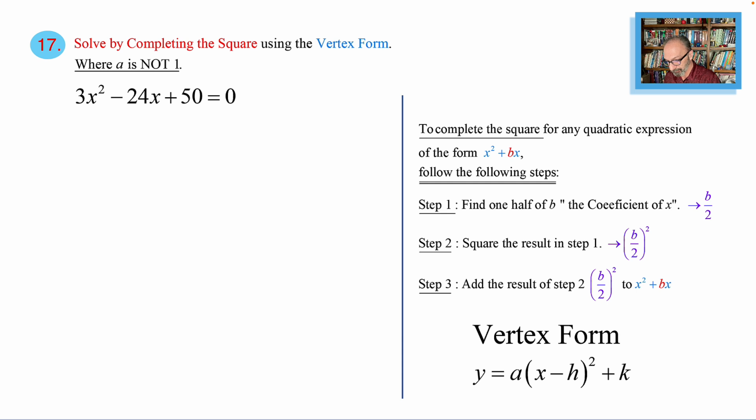We need to factor 3 out, and we have x to the second minus, from 24 take 3 out, we will have 8x. Since we are solving, I need to move the 50 to the other side. So basically the focus is on solve, not just write it in vertex form where k is next to it. That's a minus 50.